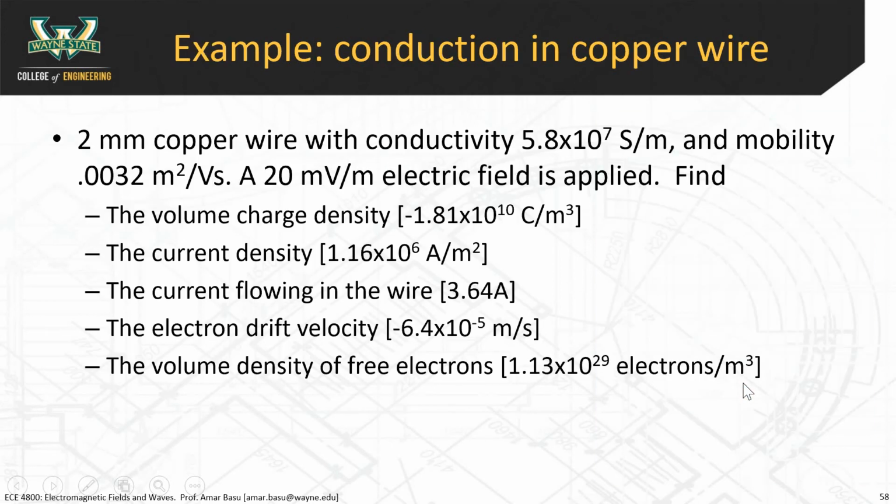Okay, all right. So let's look at an example of conduction in a copper wire. There's a 2 millimeter copper wire with conductivity 5.8 times 10 to the 7th Siemens per meter, mobility equal to 0.0032 meters squared per volt second. A 20 millivolt per meter electric field is applied, and we are going to find the following things: the volumetric charge density, the current density, the current flowing in the wire, the electron drift velocity, and the volume density of free electrons.